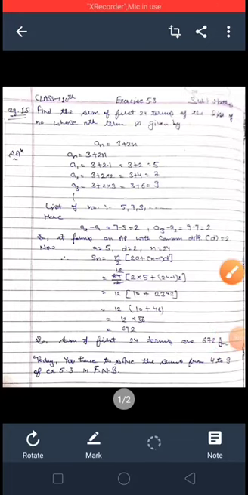Hello students, this is the lecture of class 10 subject maths, exercise 5.3. Today we will solve our next example of this exercise, example 15.